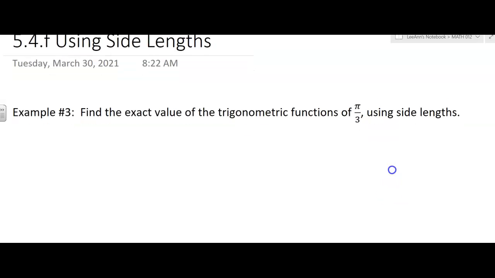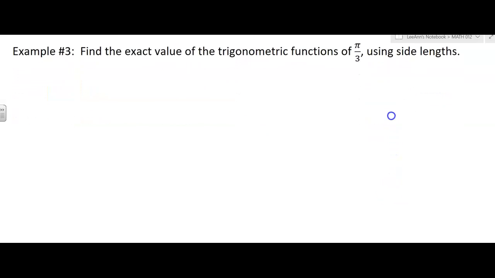Okay, so they want us to find the exact value of the trigonometric functions of pi over 3 using side lengths. Okay, so I'm going to show you how I would do it. It's probably a little bit different than in the book, but that's okay. So pi over 3, I'm thinking, okay, I know that's 60 degrees. Maybe I would think that. Maybe I wouldn't. All right, so I know I have two triangles.